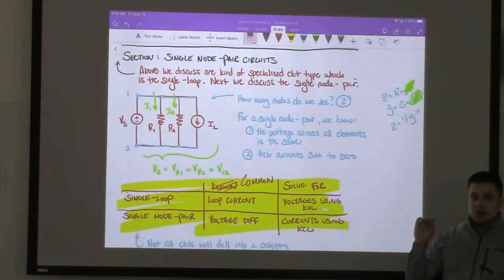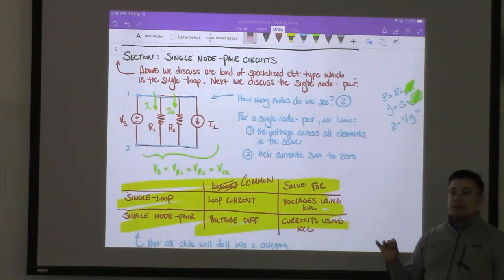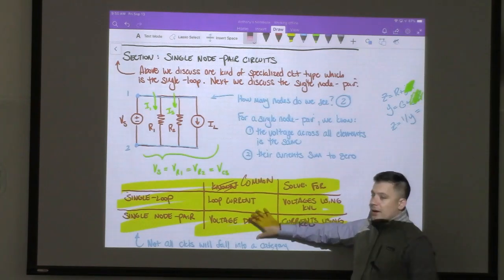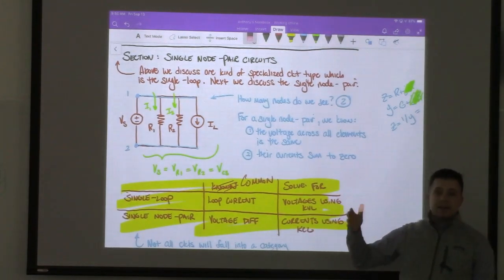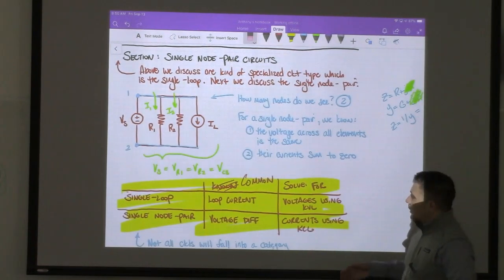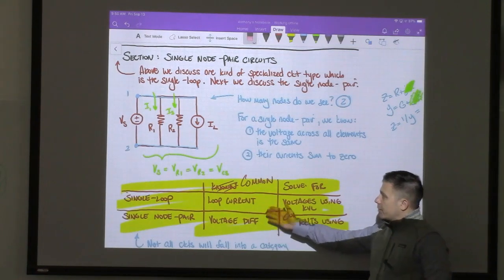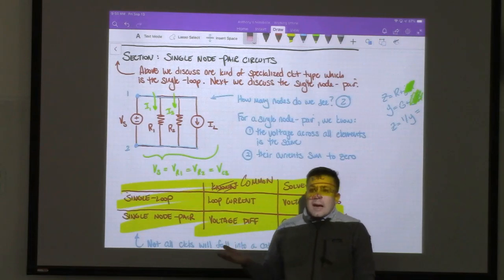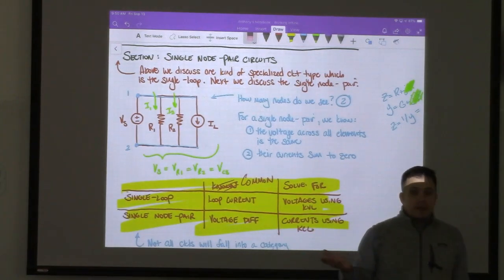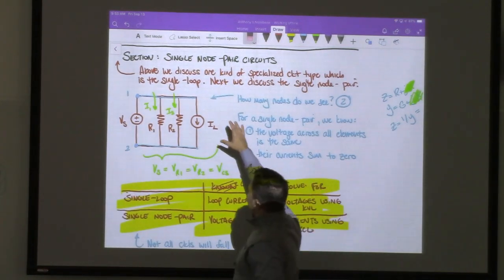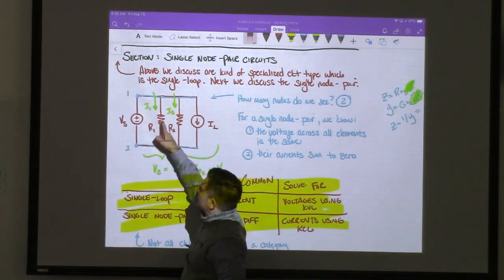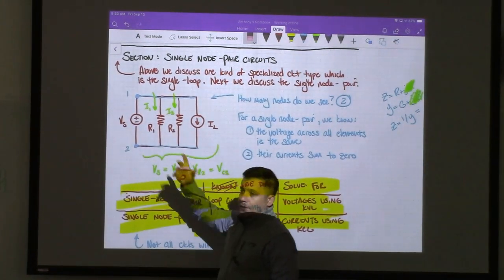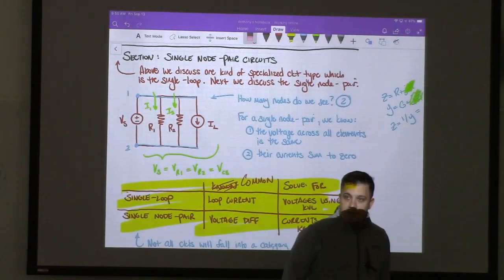It gives you a good starting point and most likely a value that you can use very easily to calculate everything else. For example, for the single node pair, once you get the voltage, you can calculate all the currents using Ohm's law very easily. If we know what the voltage is here, I1 is V divided by R1, I2 is V divided by R2, and on and on.